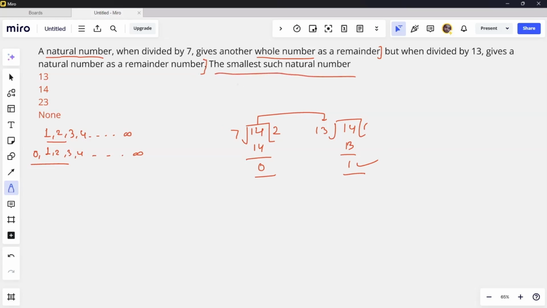The smallest such natural number is 14. So our question is completely correct, and the second option is the correct option.